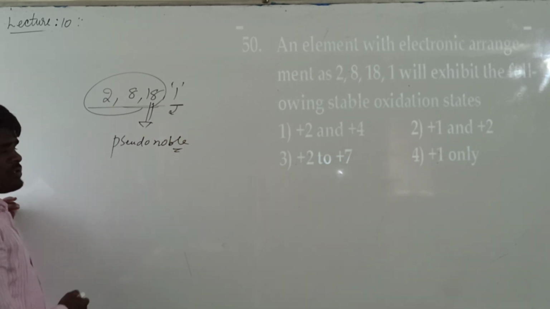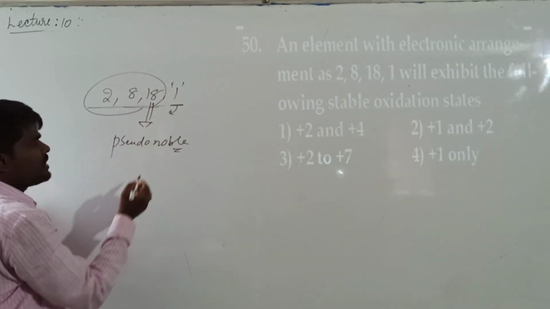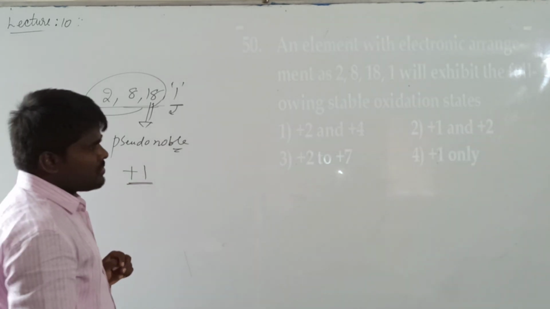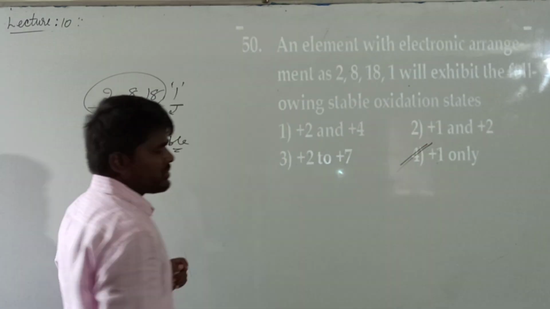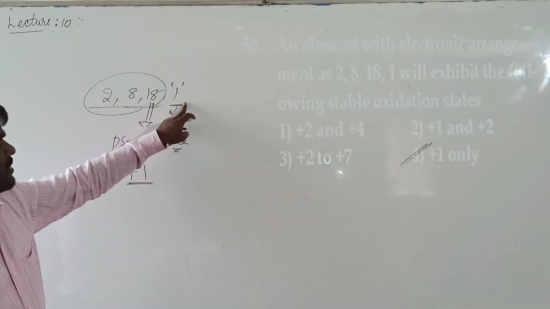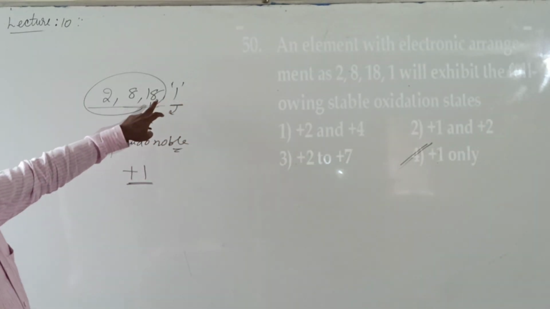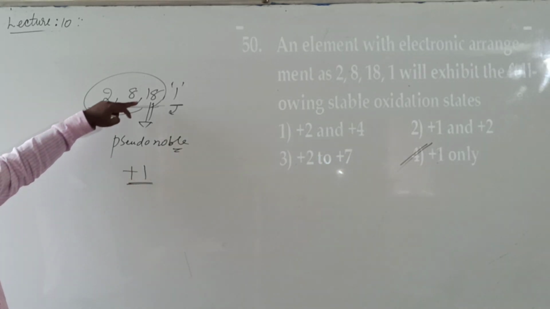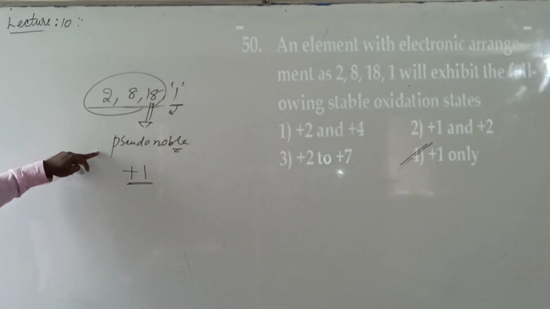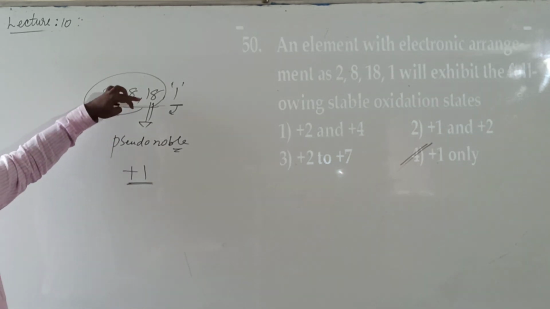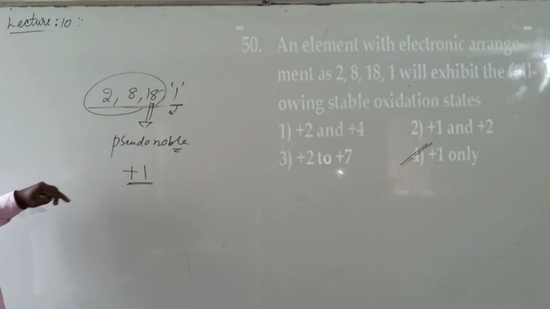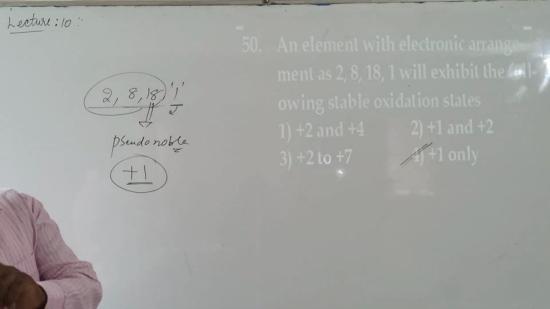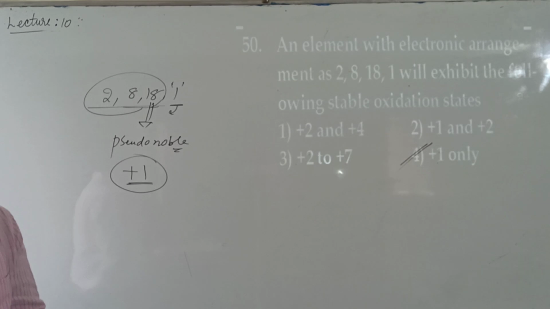In order to attain this pseudo-noble gas configuration, what will it do? It will always exhibit the +1 oxidation state. So the stable oxidation state will be +1. What is the reason for this? When the one electron in the valence shell is lost, the valence shell will have 18 electrons. The presence of 18 electrons in the outermost shell is considered a pseudo-noble gas configuration. So to attain the pseudo-noble gas configuration, this particular element will exhibit the +1 stable oxidation state. Hope it is clear.